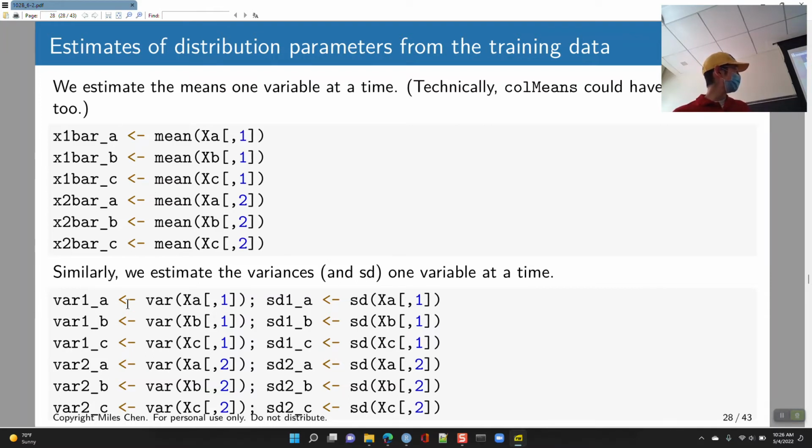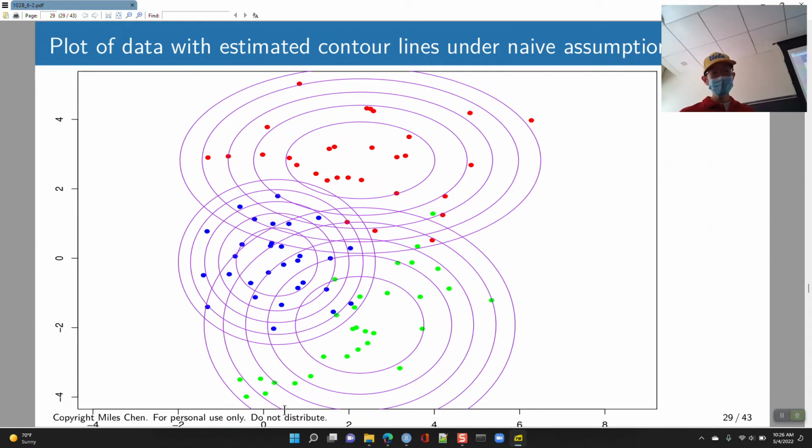Okay, so variance 1 and standard deviation 1. We're going to just do one variable at a time. So no covariances. These are just single scalar values. And when I create this, these are the estimated lines, and what we see is that for the green distribution, this doesn't do a great job, because it has a lot of covariance, right? Under the naive assumption, we're assuming there's no covariance. So yeah, this is what we estimate.